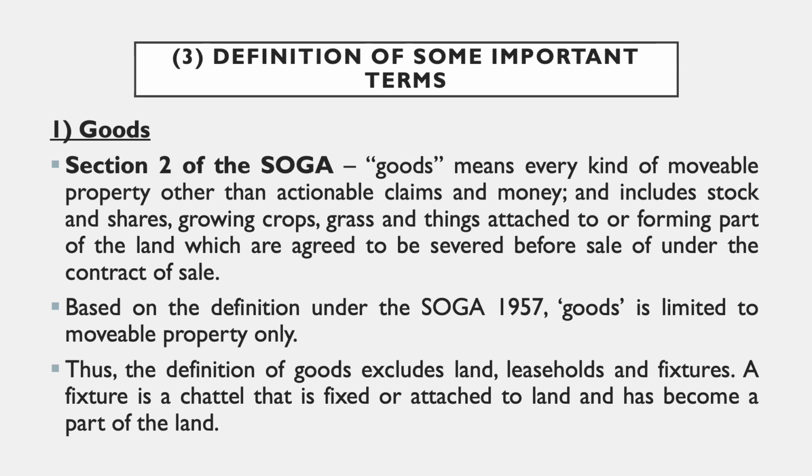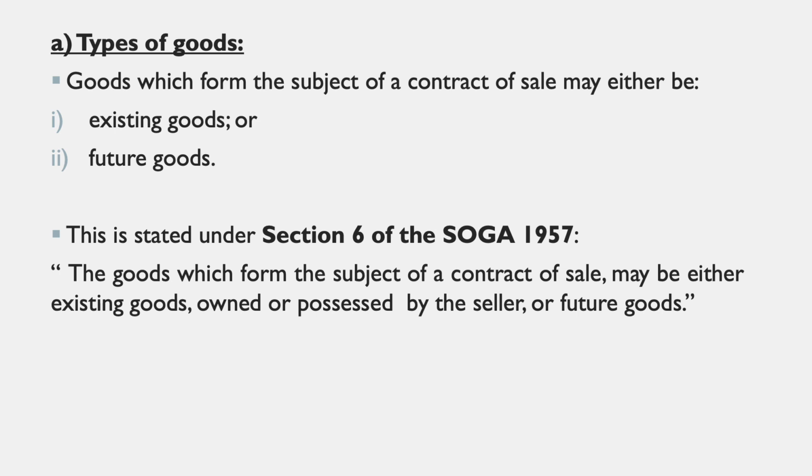The reason we discuss the classification of property is because the goods in this context refers to sale of movable property only, as it is stated in Section 2 of the Act. So Section 2 defines the meaning of goods. Next, what are the types of goods? Section 6 divides goods into two types. Number 1, existing goods. Number 2, future goods.